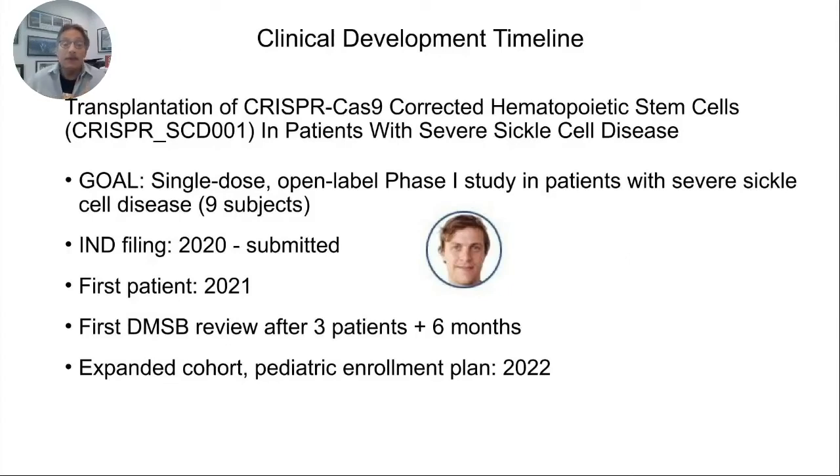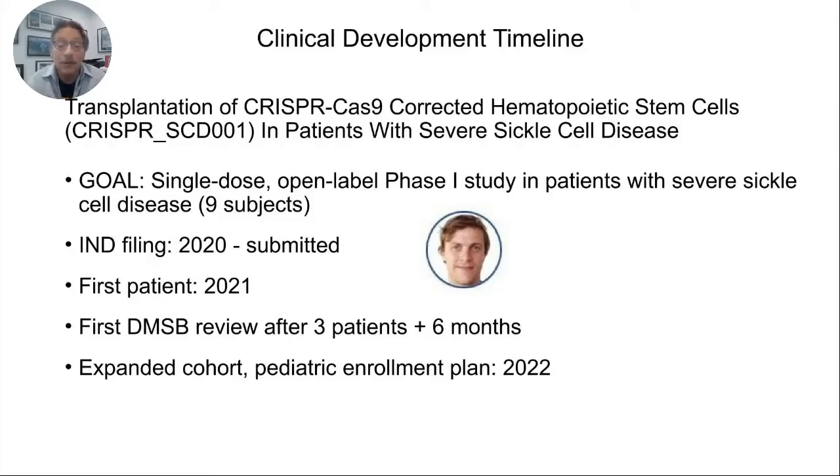And so based on this, we've now developed a clinical protocol, transplantation of CRISPR-Cas9 corrected hematopoietic stem cells. We're calling the product CRISPR-SCD-001 in patients with sickle cell disease. And the goal then is to open a single dose, open phase 1 study in patients with severe sickle cell disease. We plan initially on 9 subjects, and Mark DeWitt, shown here smiling, just submitted our IND last week, and it was a lot of work for him, very heroic effort.